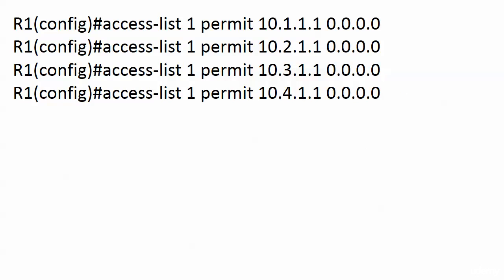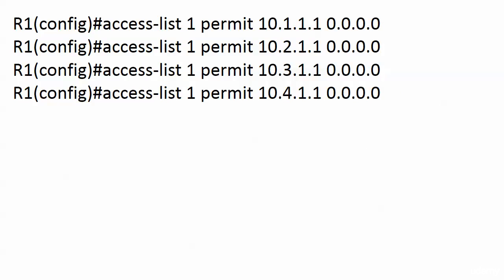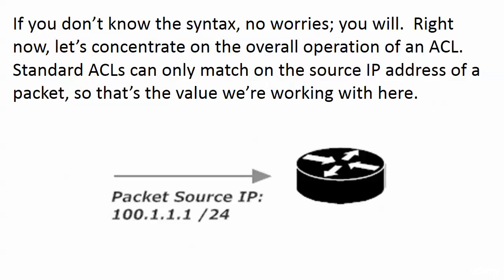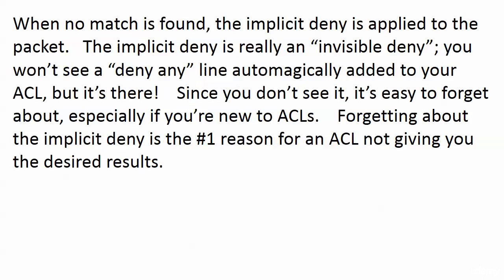So again, the first line there matches a packet with a source IP address of 10.1.1.1, second line 10.2.1.1, and so forth. So let's say we apply it to an interface on this router, and the packet coming in has a source IP address of 100.1.1.1/24. Well, there's no way that a packet with that address is going to match any of these four lines. So what happens when we have no matches at all? Well, again, it goes line by line. It's going to look at line 1 and say, okay, is this a match or not? Then line 2, is this a match or not? And so forth. And if there is no match, then it just keeps going down one line at a time until there are no lines left.